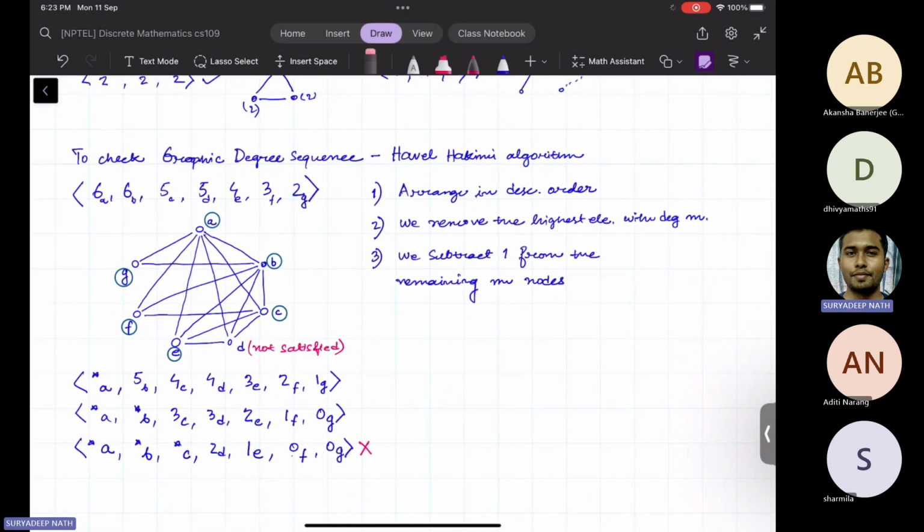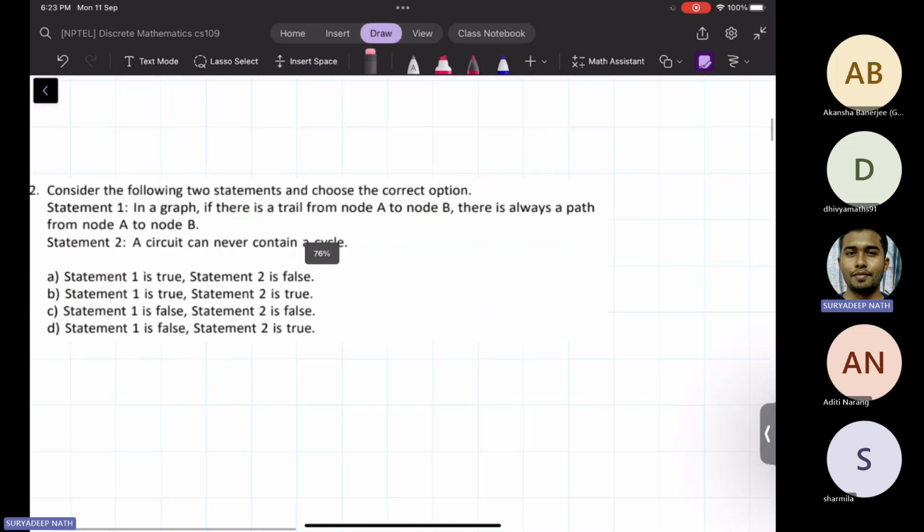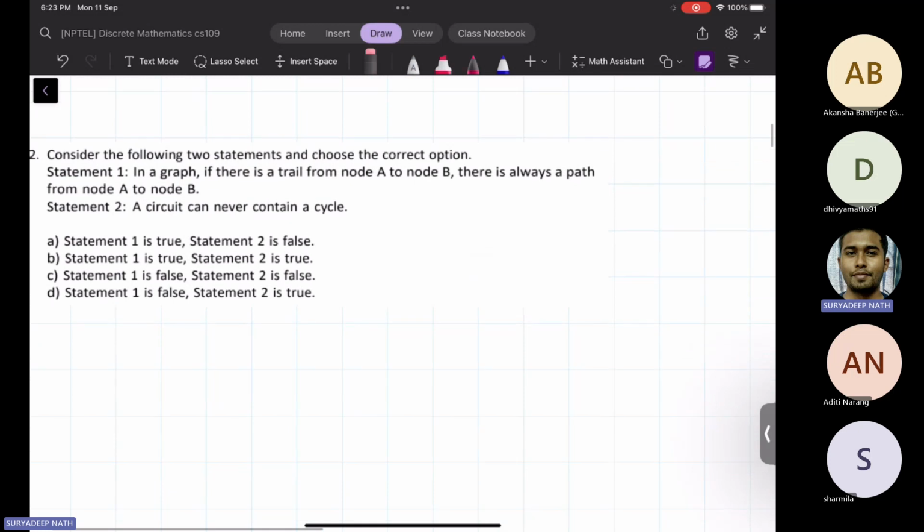All right, let us move on to the next question. Consider the following two statements and choose the correct option. In a graph, if there is a trail from node A to B, there is always a path from node A to B, and a circuit can never contain a cycle.